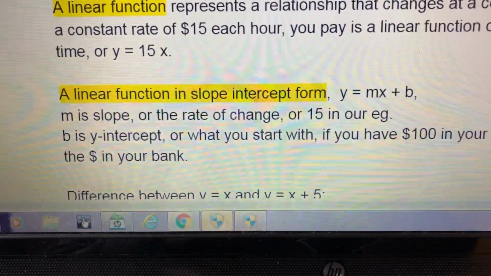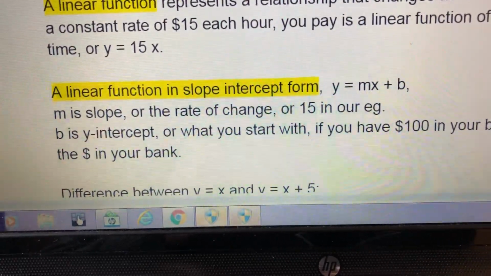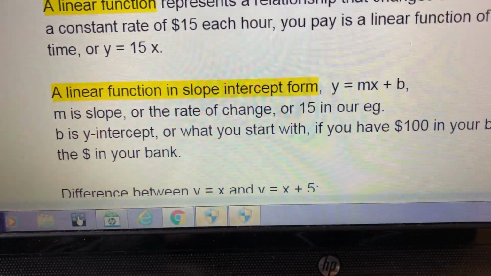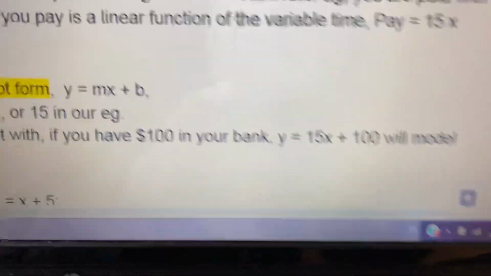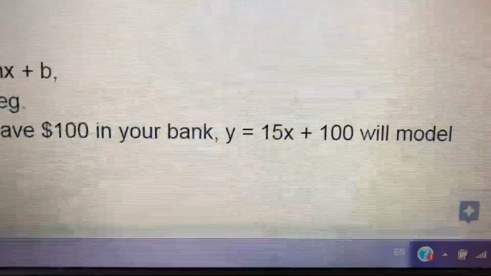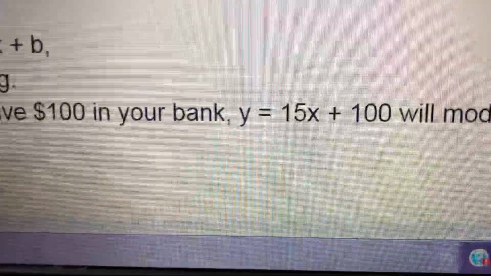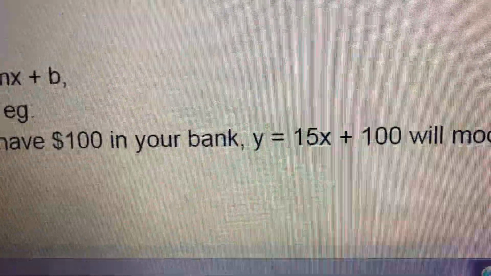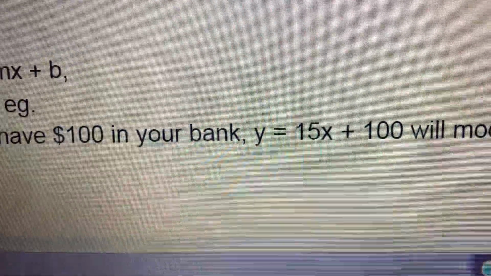Now b is the y-intercept, or what you start with. So if you have $100 in your bank, the function y equal to 15x plus 100 will model the money in your bank, right? Because initially you start with $100. So that 100 is in the position of b.